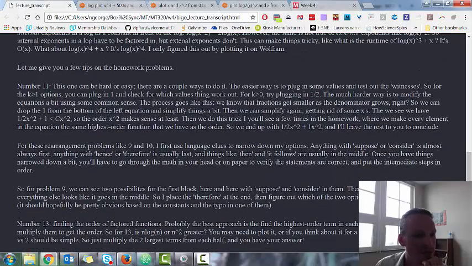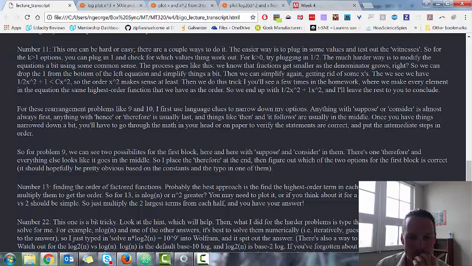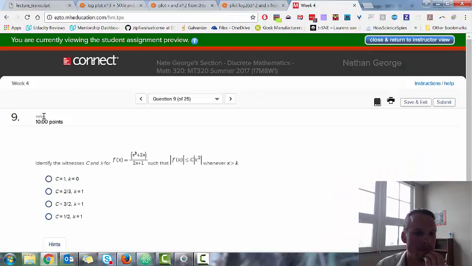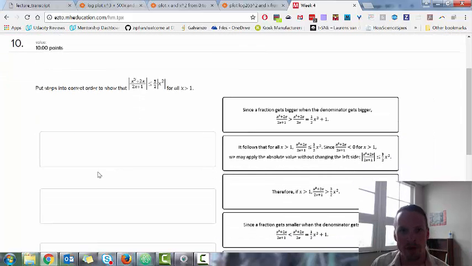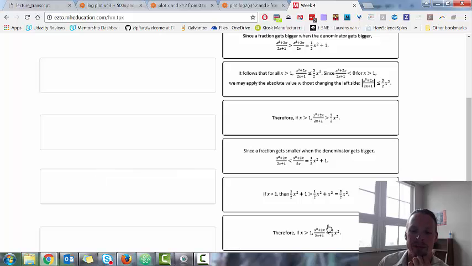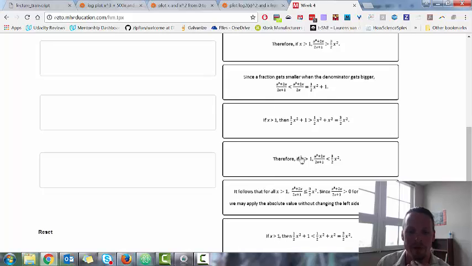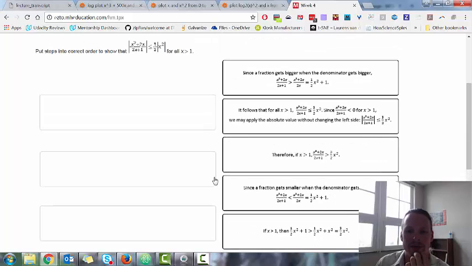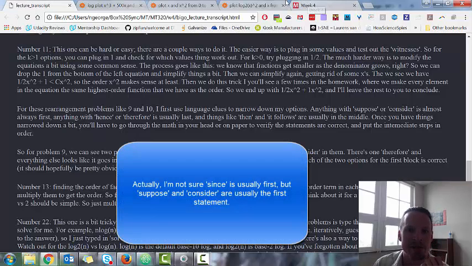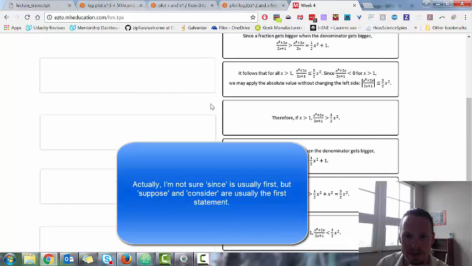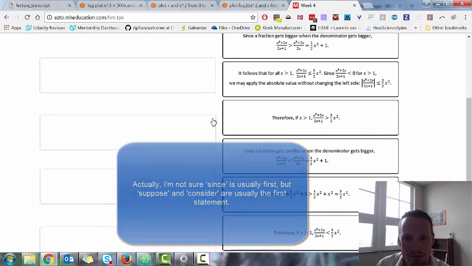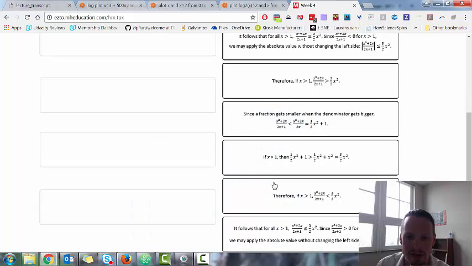The next one is kind of rearranging, like this one where they say put these steps in the correct order. So I use a few common language tricks. For one thing, if there's a "therefore" in the problem, typically that comes last, something like "therefore" or "hence." If there's something like "suppose," "consider," or "since," those tend to be one of the first things in there. So that narrows things down a little bit for you.